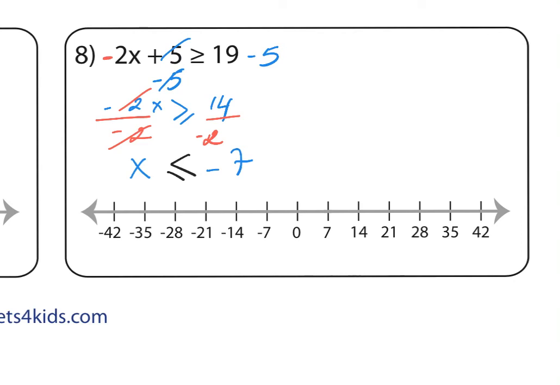And that's going to be, from -7, we have a shaded circle because we have equality there, and that's going to be all the values to the left of -7.